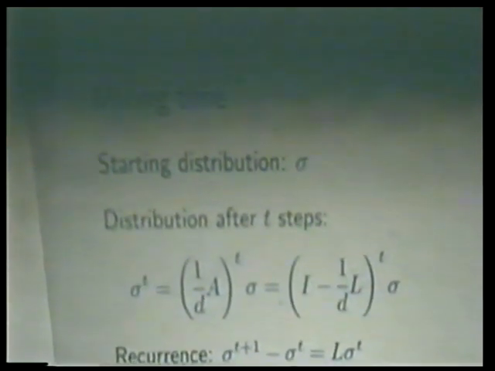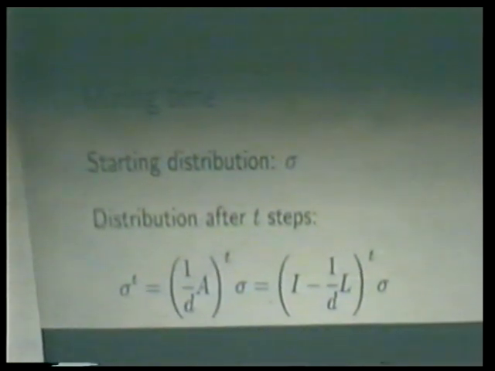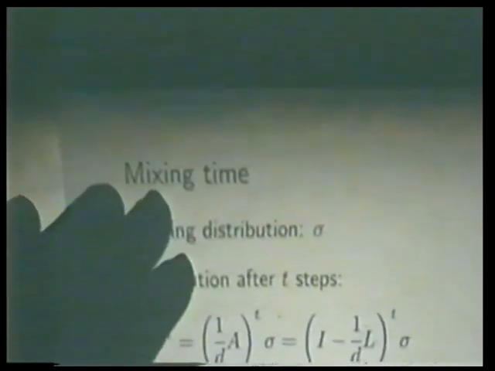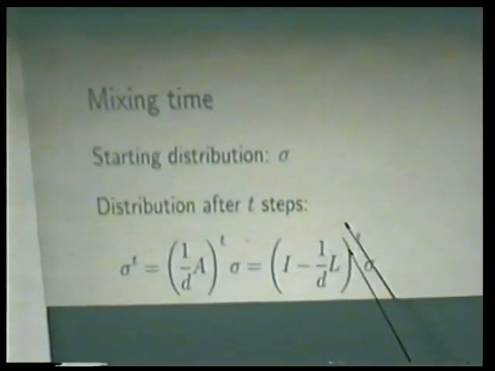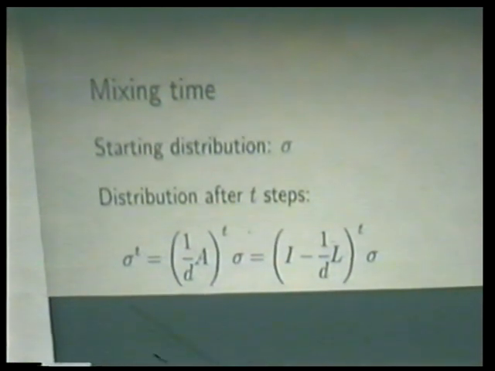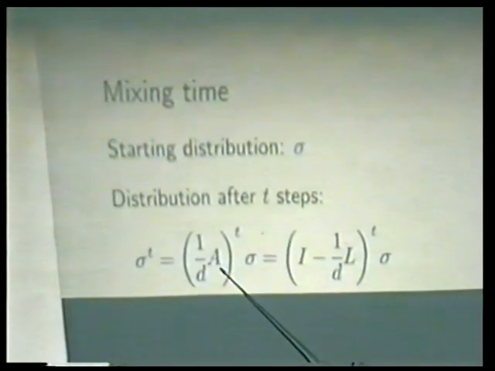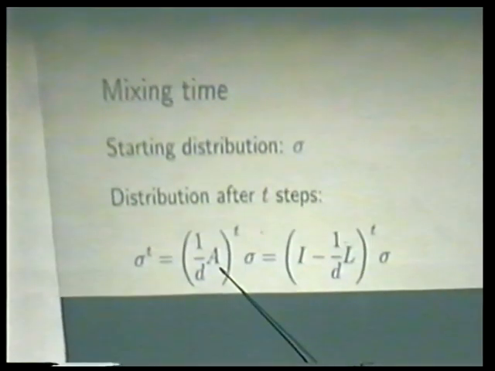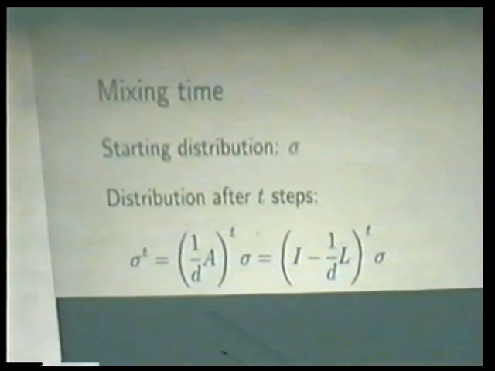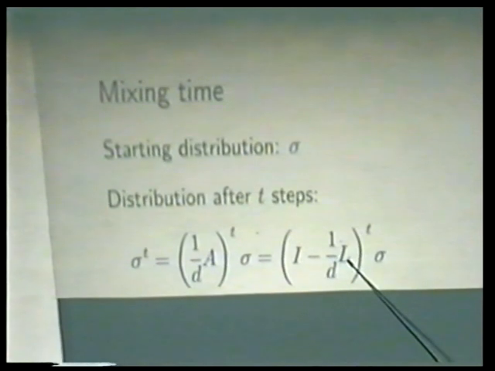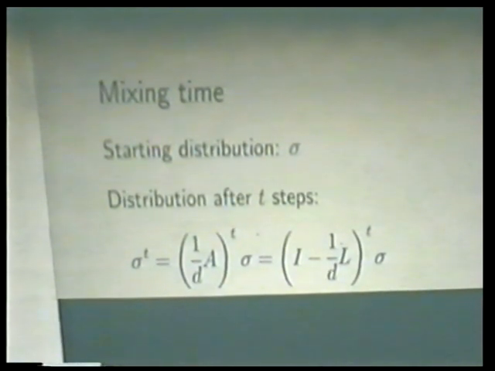So if you start with a distribution sigma, then the distribution sigma t after t steps can be obtained. It's just simple linear algebra. You take the adjacency matrix of the graph and scale it down by the degree. The t-th power of that applied to sigma gives you the distribution after t steps. You can write this as I minus 1 over d times the Laplacian to the t, if you wish.